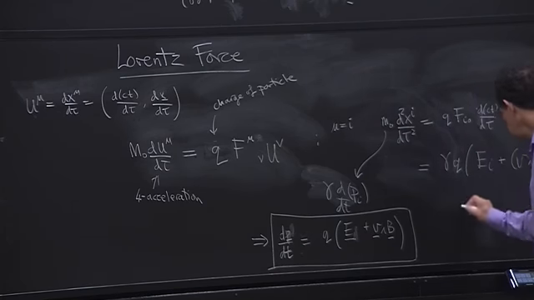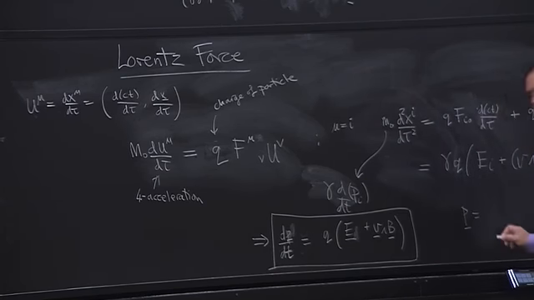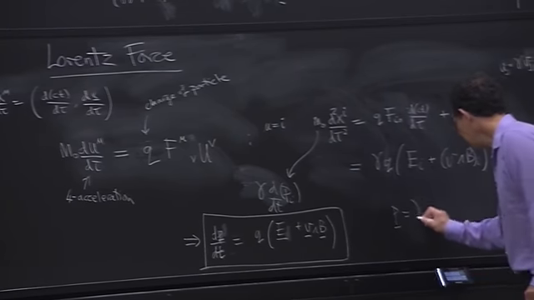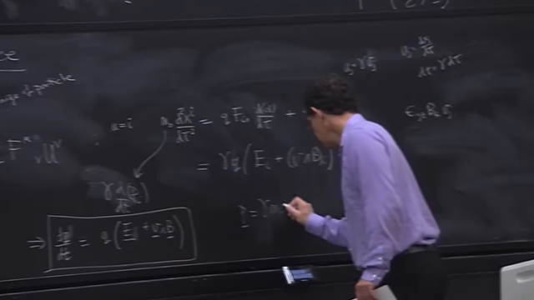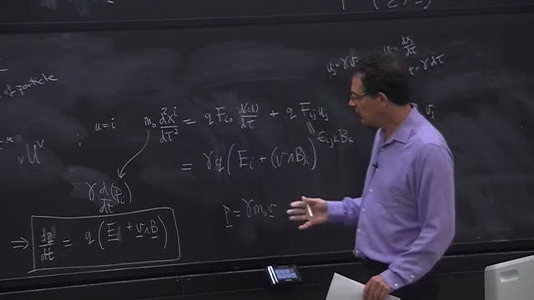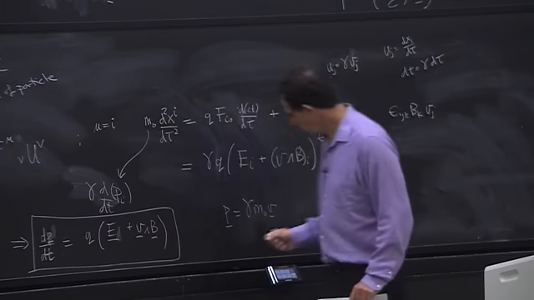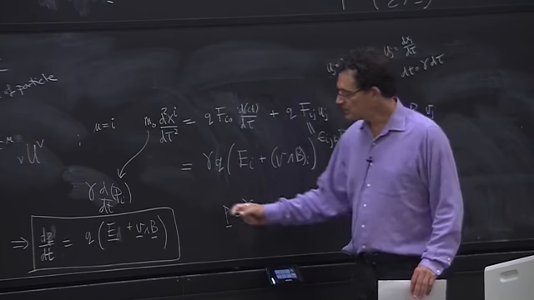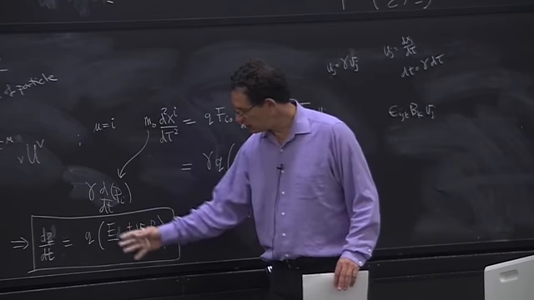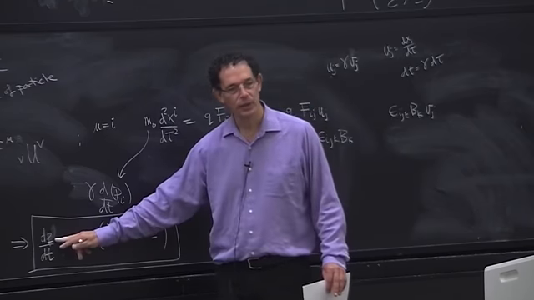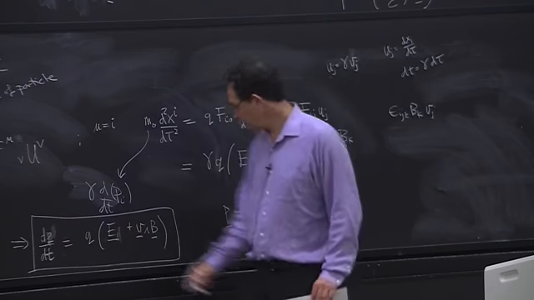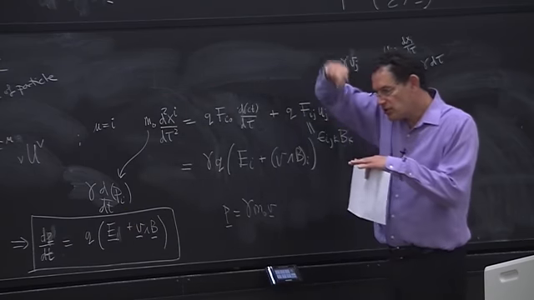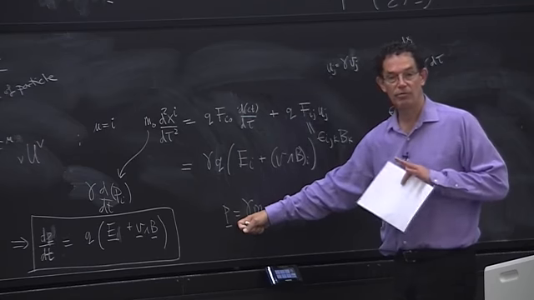Remember this P. For a start, P is not mv. P is gamma m naught v, right? So as the particle speeds up, the gamma gets bigger and bigger. And that means if you've got a given electric and magnetic field, it's harder to accelerate this guy, because as it reaches the speed of light, this P is going to go to infinity.